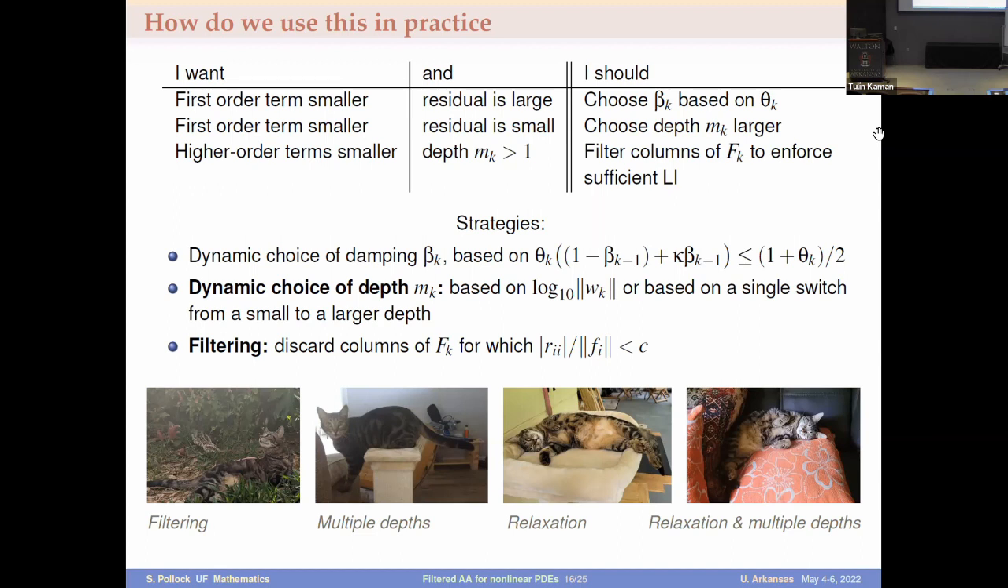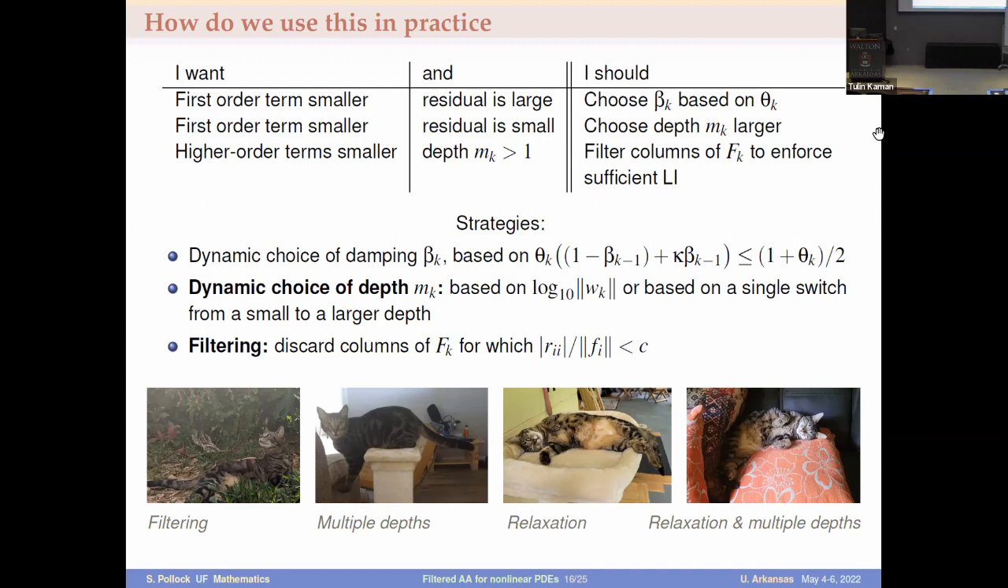So if I want my higher order term smaller and my depth is already greater than 1, I can filter columns of F, which is the matrix I'm using in the least squares problem, to enforce a sufficient linear independence. Here, this is a one parameter method. I have one tuning parameter here. And so here I'm just going to discard columns of F for which the diagonal values of R divided by the corresponding norm of the column of F is less than some constant of my choosing.